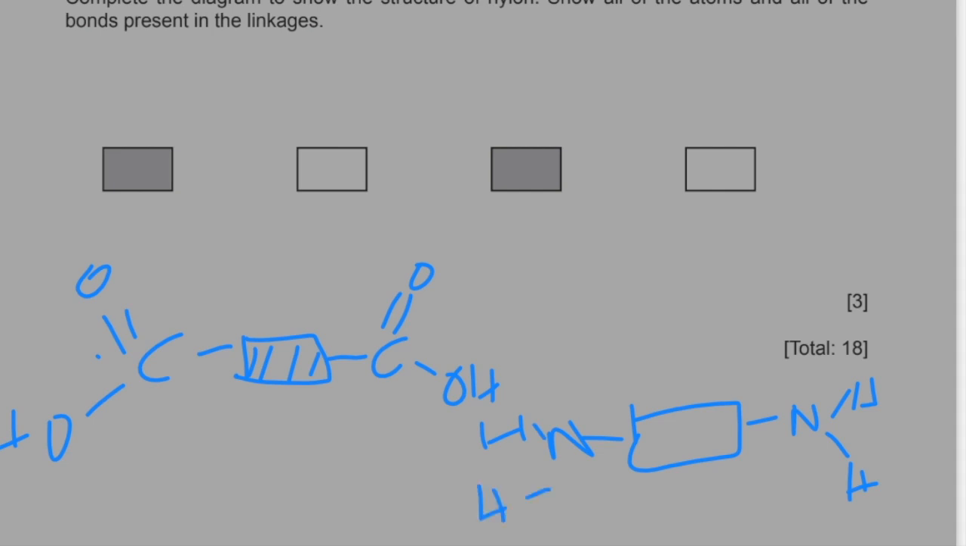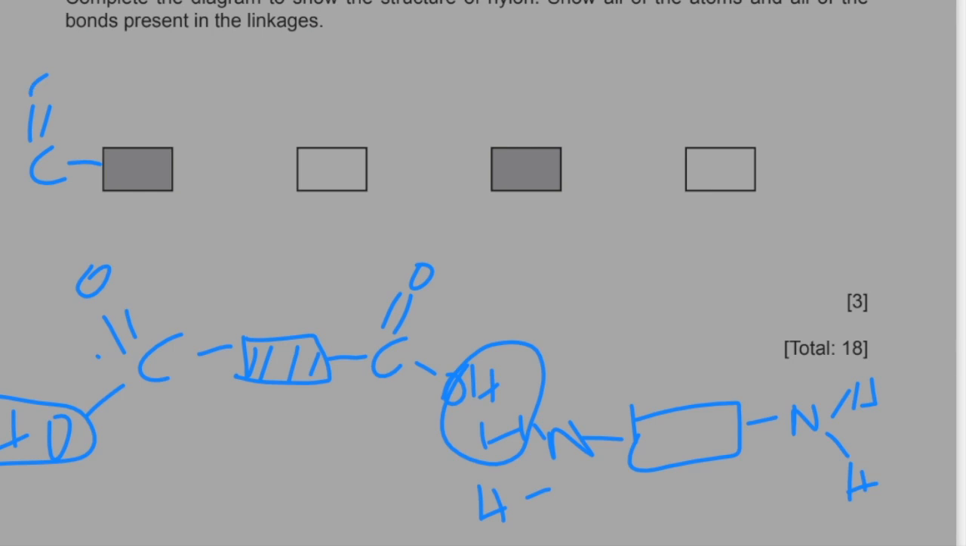Right, so the hydroxyl group of the acid part and hydrogen of the amine react together to form a bond, and this results in the production of nylon. So this part gets removed over here, and I'll be using the gray block to represent the carboxylic group. You can use this as the amine group or the carboxylic group, doesn't matter which you choose, but they then have to repeat the same pattern.